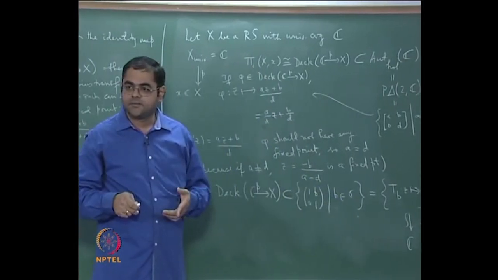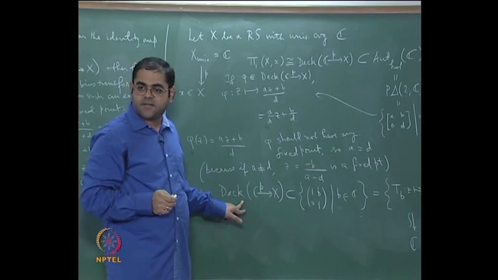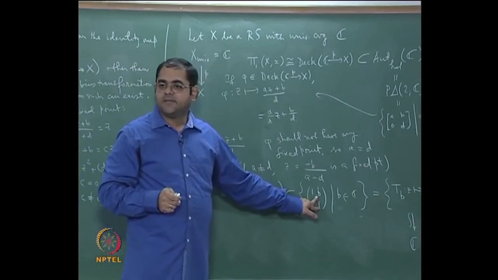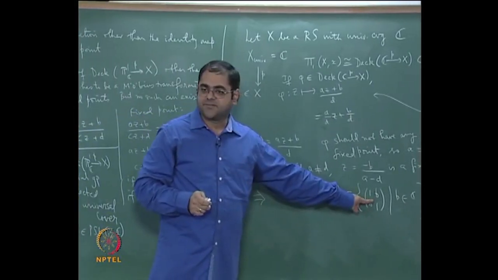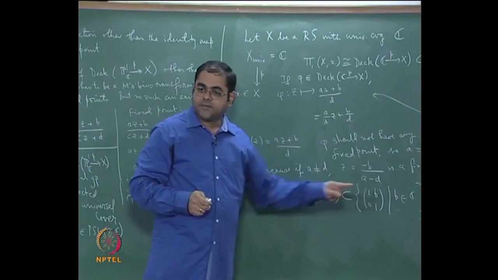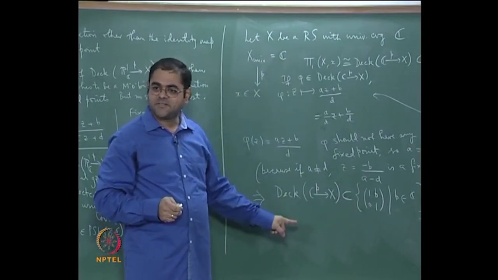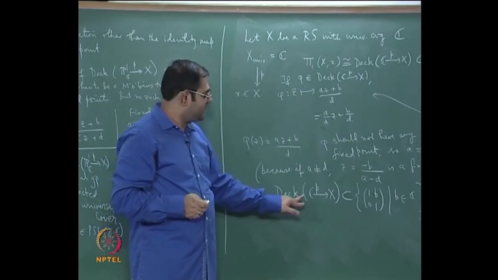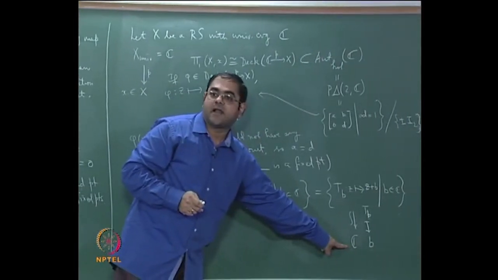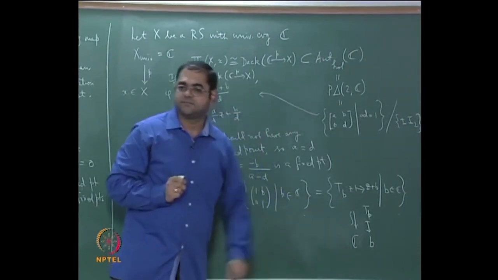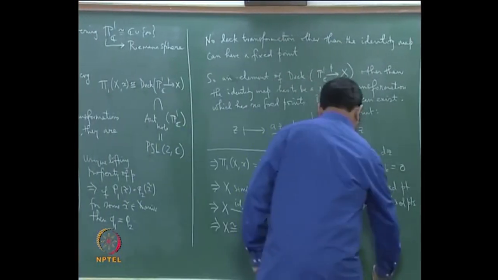So the moral of the story is that the deck transformation group, which is isomorphic to the fundamental group, becomes, as a group, first of all abelian, because it is a subgroup of the group of translations, which is abelian. So the first thing that you infer is that the fundamental group has to be abelian. Then the second thing is that the deck transformation group can be identified with an additive subgroup of the complex numbers under addition. So let me write those remarks down.